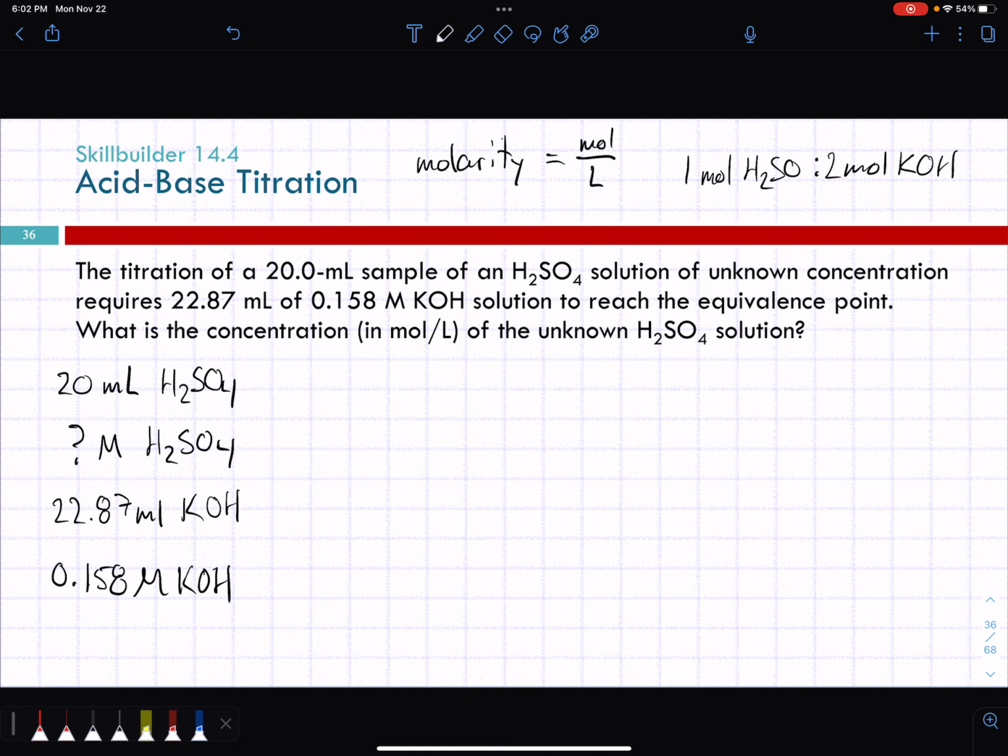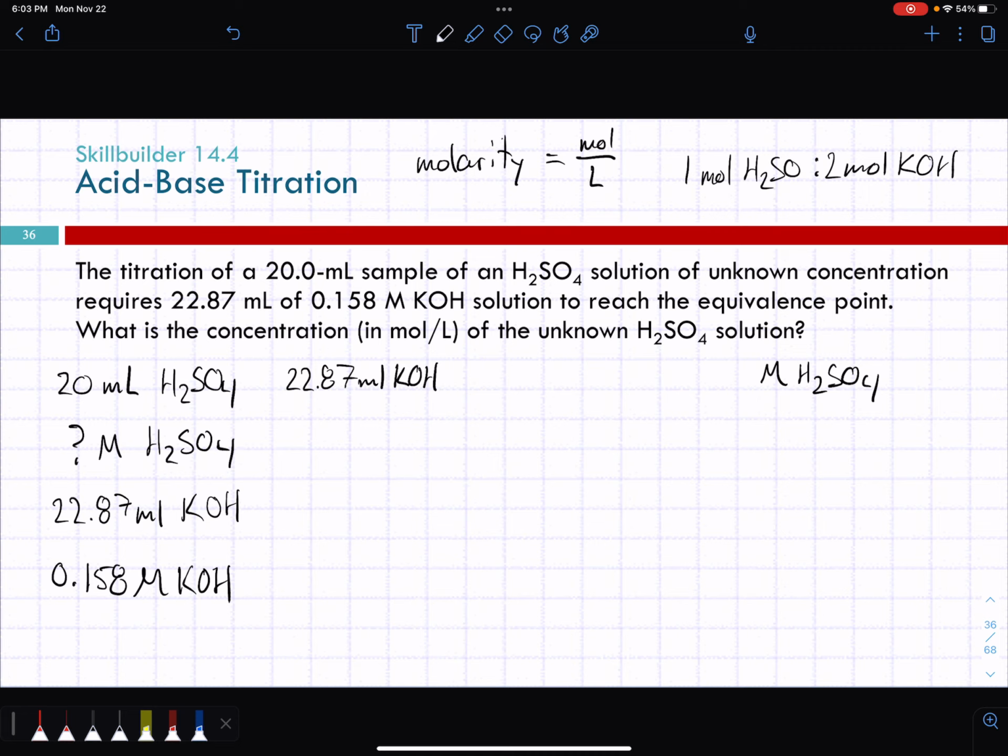So our end goal here, we want to know the molarity of H2SO4. And we're starting with 22.87 milliliters of KOH. I have just a really quick question. 0.158, that's moles, right? That's molarity, okay. Capital M is molarity. MOL is mole. Lowercase m is molality. There's too many M's.